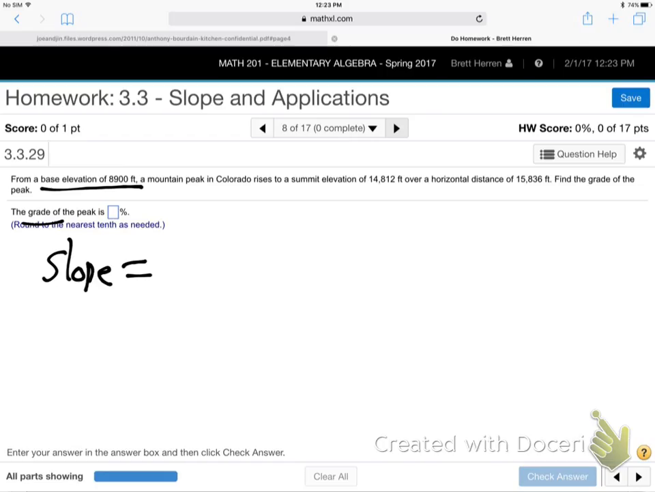For a roof, it's called pitch. For a road or a mountain, it's called grade, but it's all just slope. It's just steepness is all it is. And it's all just rise over run. So you just want to keep using that. Slope is rise over run. All right, so how do you know how much this mountain rises?